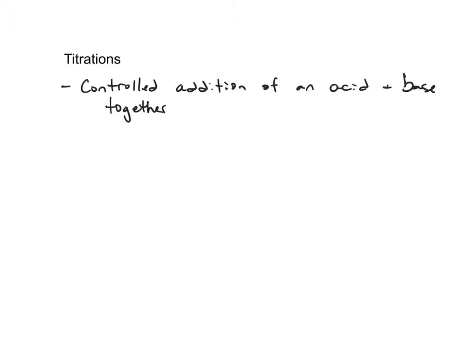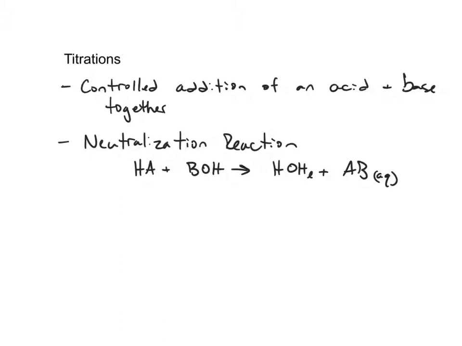What is a titration? A titration is defined as a controlled addition of an acid and base together. When the acid and base come together, they neutralize one another in the form of a neutralization reaction. A neutralization reaction is one where an acid and a base react together to create water in the form of HOH or H2O and the AB aqueous ionic substance, as represented over here. So in other words, acid and base make water and an aqueous salt.